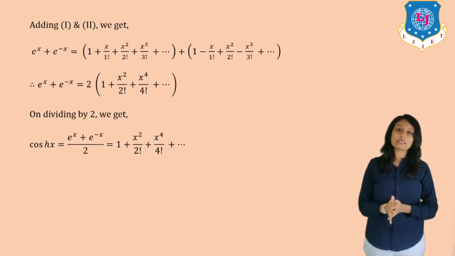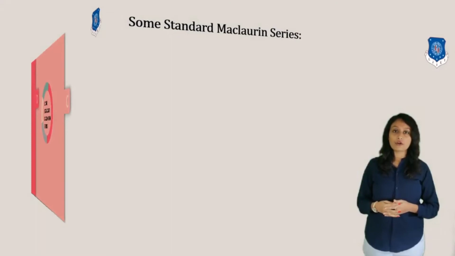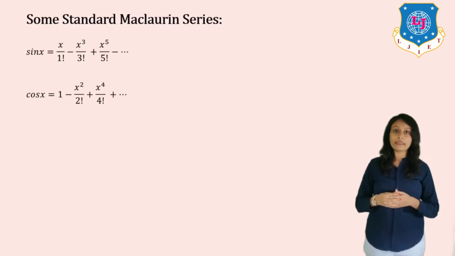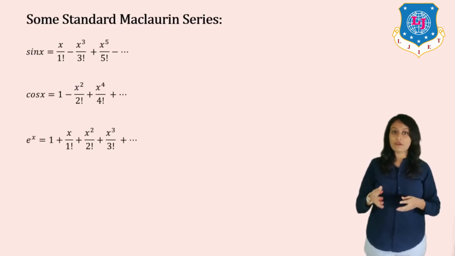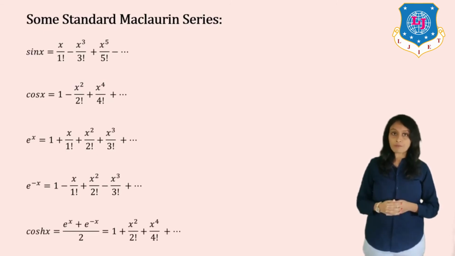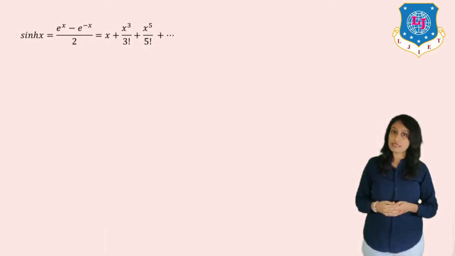Now let's see some standard Maclaurin series. Some standard Maclaurin series are presented here. The first one is sin x, which we have already studied. Then next one is cos x. You can find the Maclaurin series of cos x by taking function f x equal to cos x and the value at 0. So you will get this series. Next we can find the series of e raised to x. This we have already solved. e raised to minus x we have already solved. Next cos hx also. Similarly, you can find a series of sin hx, right, by using this formula, that is e raised to x minus e raised to minus x upon 2.